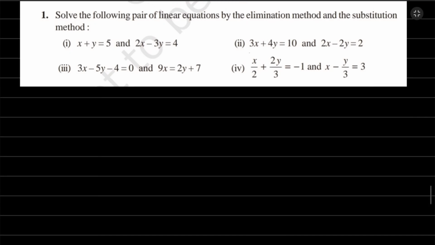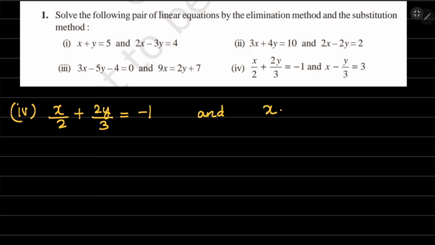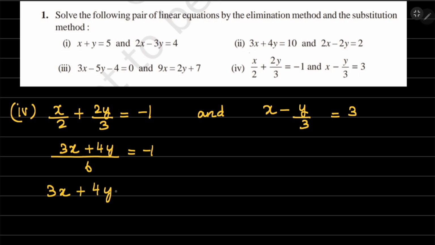Let me write the question as it is. So you are given x by 2 plus 2y by 3 is equal to minus 1. And the second equation is x minus y by 3 is equal to 3. Take the LCM. What is the LCM for 3 and 2? It is 6. Okay, so you will have 3x plus 2 2s are 4, 4y is equal to minus 1. Cross multiply, you'll be getting 3x plus 4y equal to minus 6. This is your equation 1.